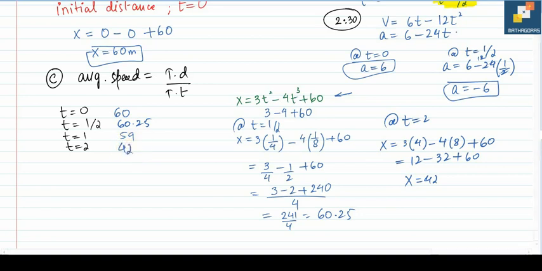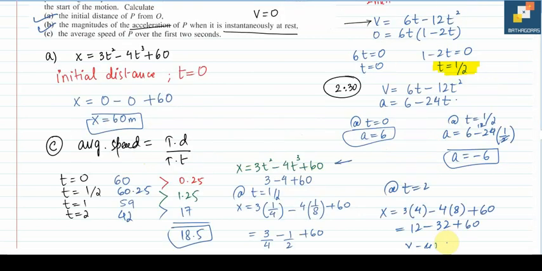Now we need to find out the difference between these. 60.25 minus 60 is 0.25. 60.25 minus 59, it's 1.25. And for the last two, 59 minus 42, it's 17. You can observe that I am always taking the difference as highest minus lowest. Now I need to add these. 17 plus 1.25 plus 0.25 leads to 18.5, and that is your answer.